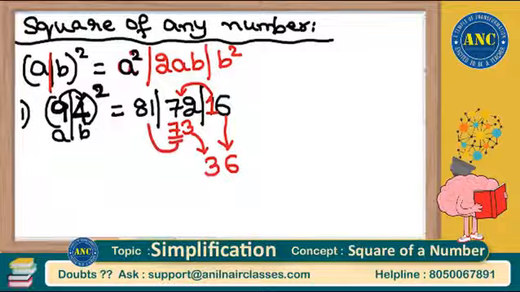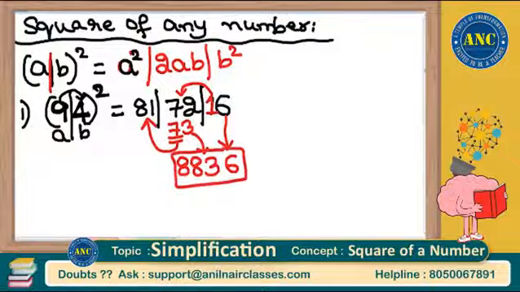Remaining is 7. Carry forward to the next bit. 81 plus 7 is 88. 94 square is 8836. Now, listen carefully, sir. Even if you have not understood, do not worry, because we will keep taking so many questions for you to understand it better.